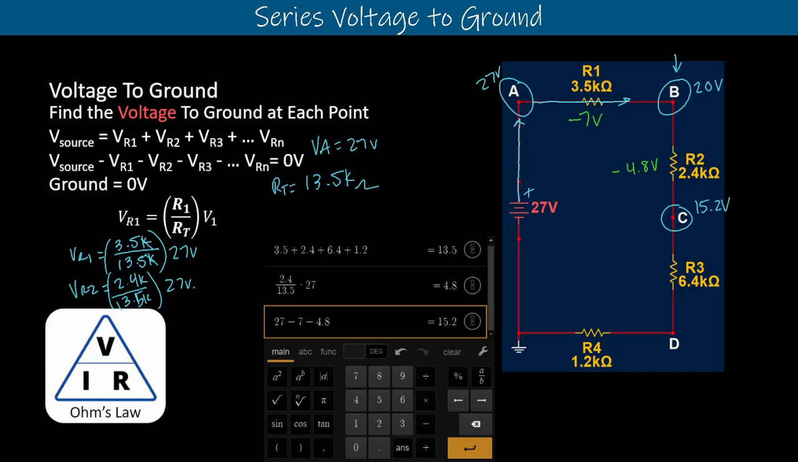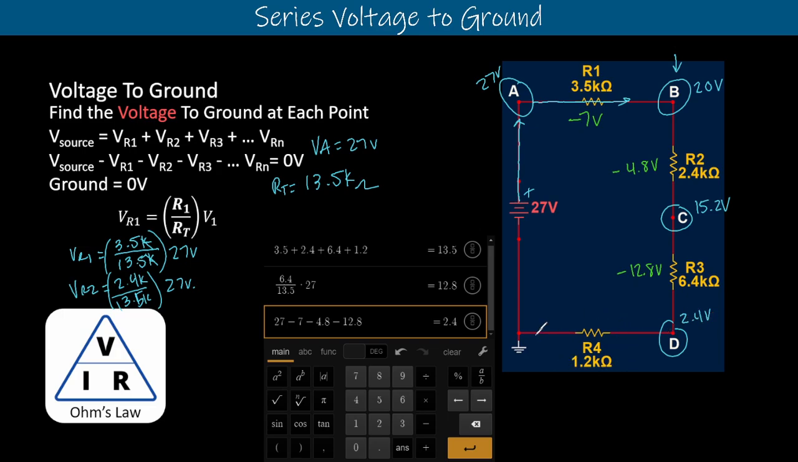We can keep going with this. We can replace the top of our voltage divider with our R3 value, 6.4. That gives us 12.8. So now we've got a 12.8 volt drop. Keep in mind that this should be less than the remaining voltage, right? 12.8 volts is less than 15.2 volts. So we can subtract that out. We can say minus 12.8, and that's going to be what we have at node D. Node D has 2.4 volts.